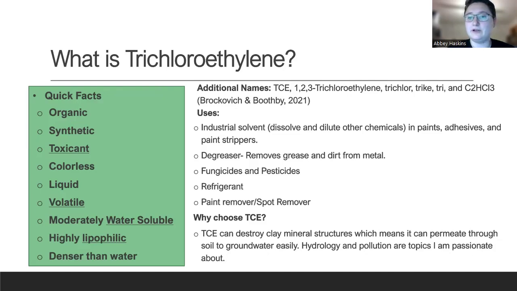It can be called a couple other things: trichlor, trike, tri. It's used as an industrial solvent, so it can dissolve and dilute other chemicals, such as in paints, adhesives, and paint strippers. It's a degreaser, so it removes grease and dirt from metal. It's used a lot in aerospace engineering, for example. It can be put in fungicides, pesticides, refrigerant. It can be used as a spot remover at dry cleaners.